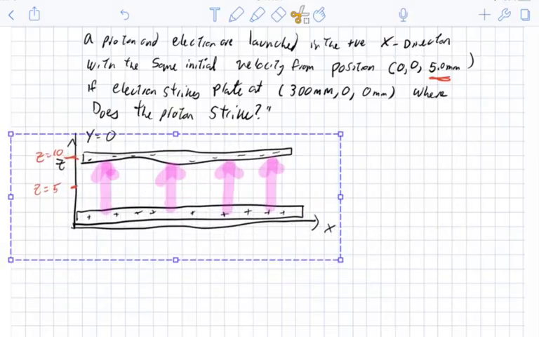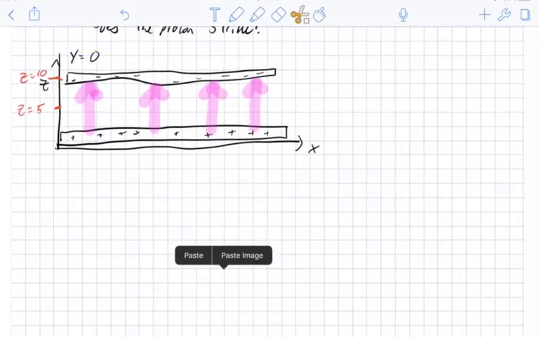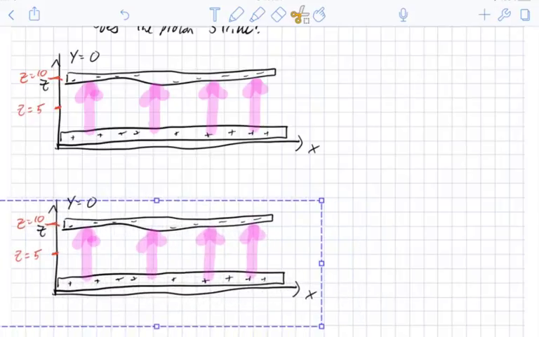This over here. Copy it. Paste image. All right.